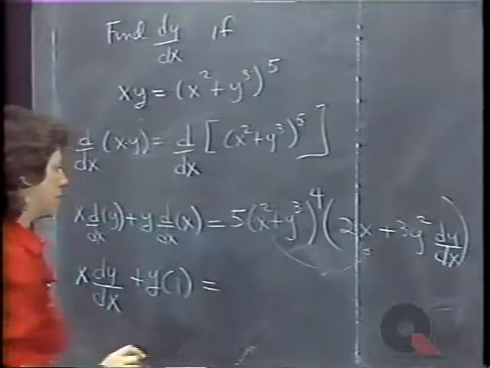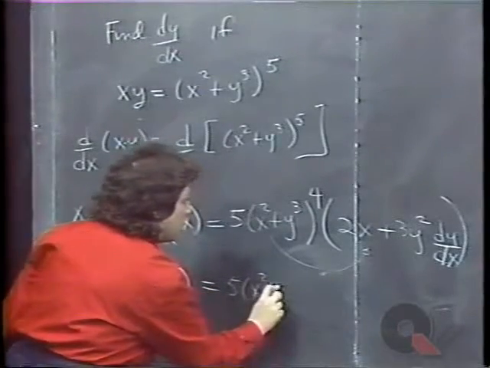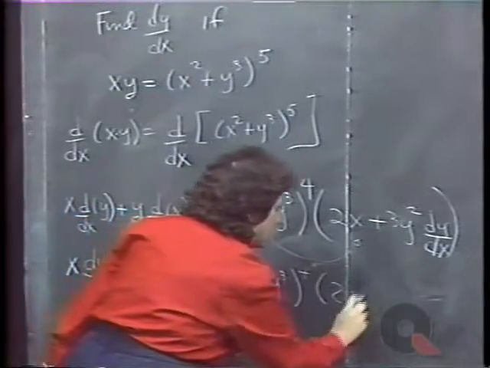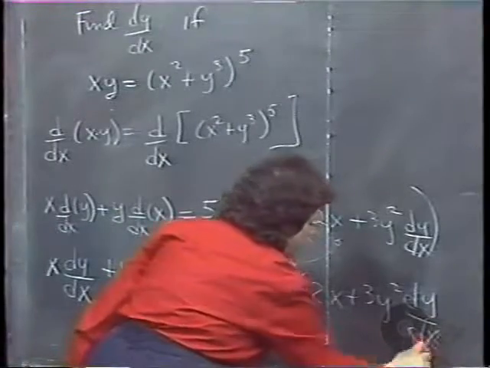Equals 5 times (x squared plus y cubed) to the 4th power times (2x plus 3y squared dy/dx).